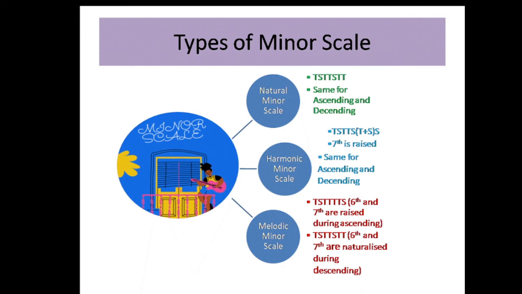And when we're coming down as well, it's the same pattern: A, G sharp, F, E, D, C, B, A. For melodic minor scale, that's the pattern. The 6th and the 7th in the melodic minor scale are raised while going up. When you are playing or singing the scale up, you're raising the 6th and the 7th, and when coming down, you're naturalizing. That means you're cancelling the sharps of the melodic minor scale, descending.